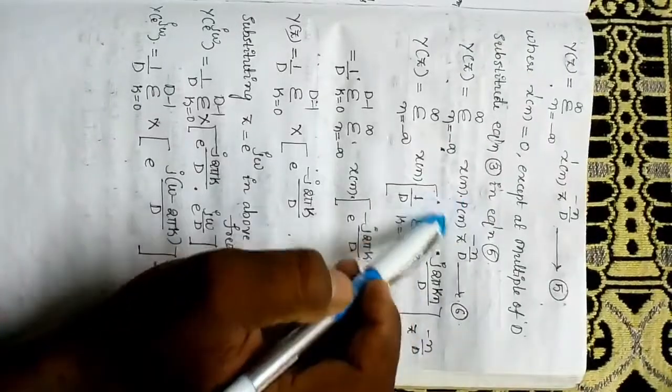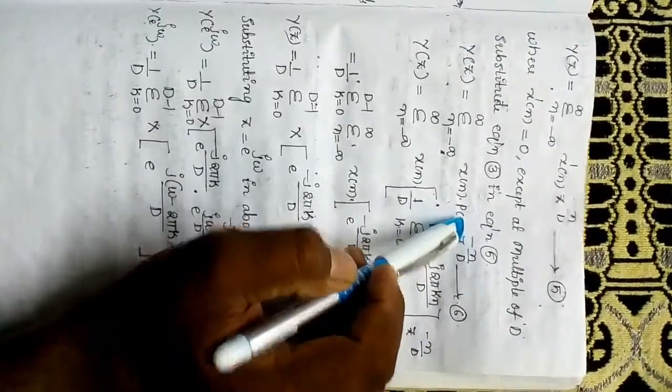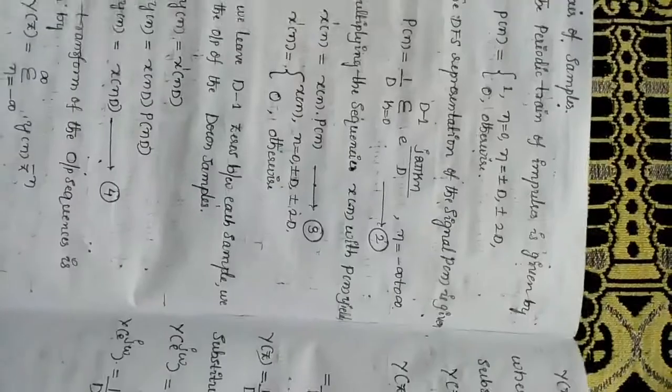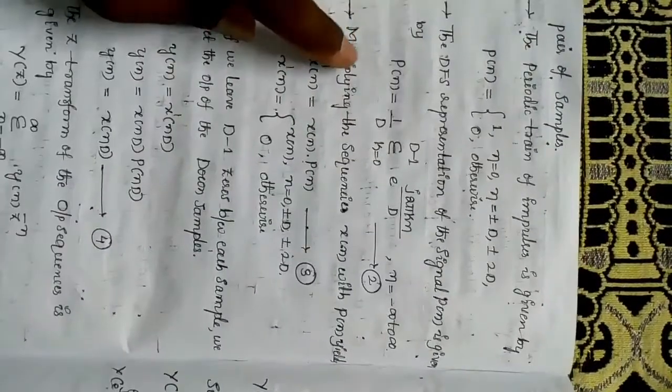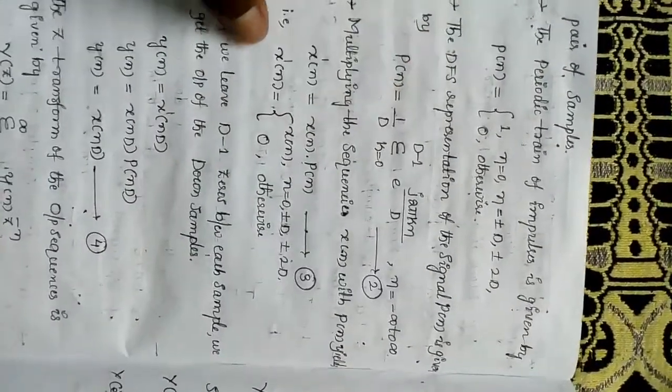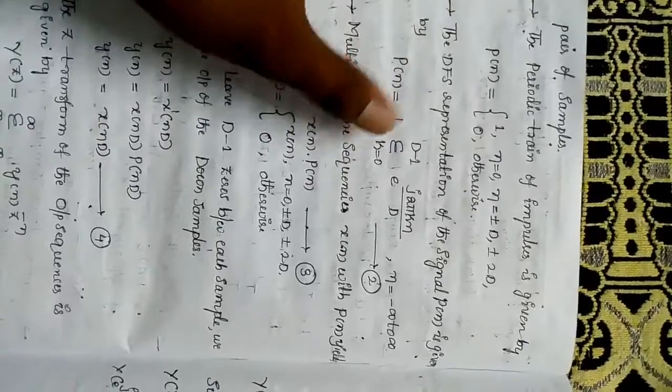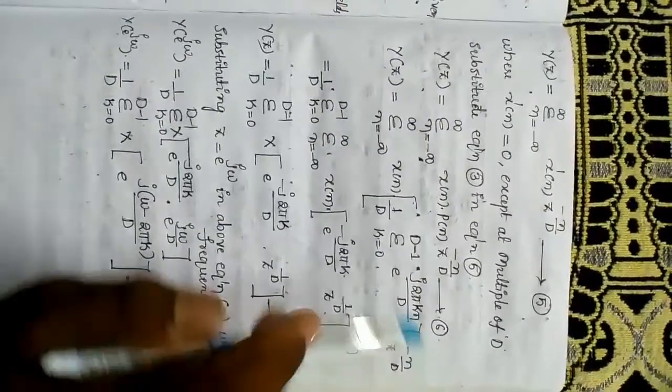P of n is there. P of n also has some formula. What is the formula? Equation 2 gives the P of n formula. So P of n is equal to this formula, and this formula is substituted in this equation.